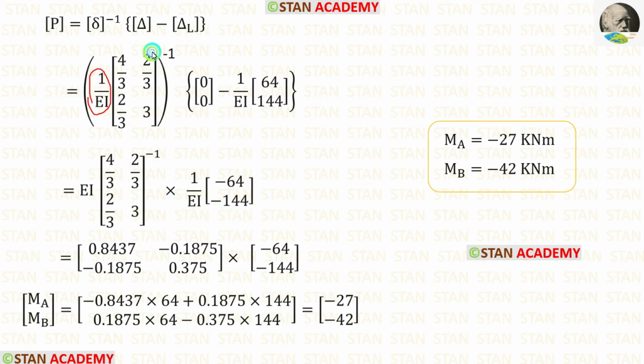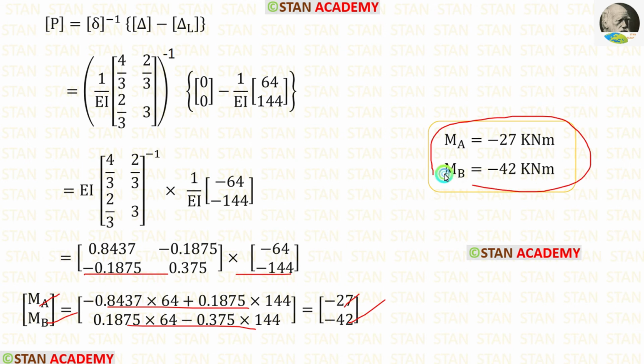1 upon EI inverse is equal to EI. Then we can eliminate this EI and this EI. For this matrix, we have to find the inverse. We can apply all of the values inside the calculator and find the inverse. If you do not know how to find inverse in the calculator, see the description below. Click the link and watch the video. I have used the calculator and got the inverse. Then we have to multiply these two matrices. After multiplying, we are getting MA and MB. So in this analysis, we have calculated both of the moments.